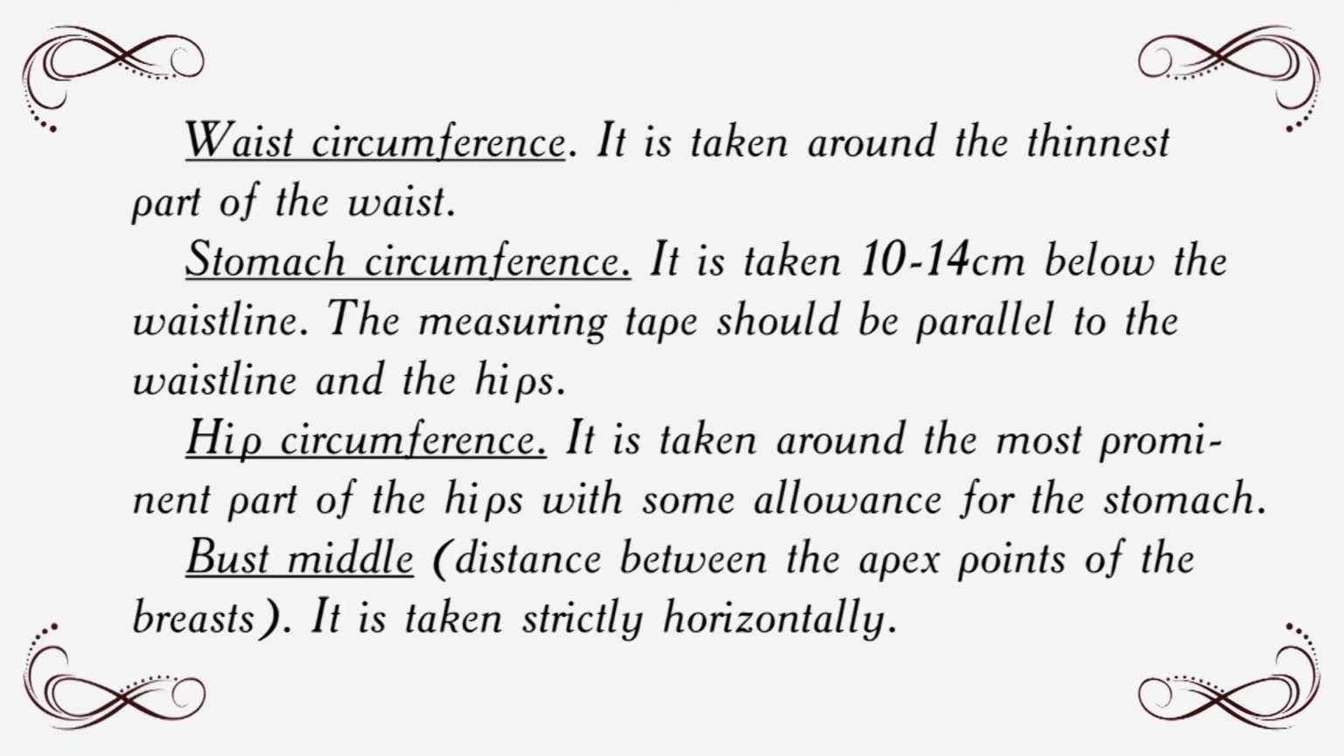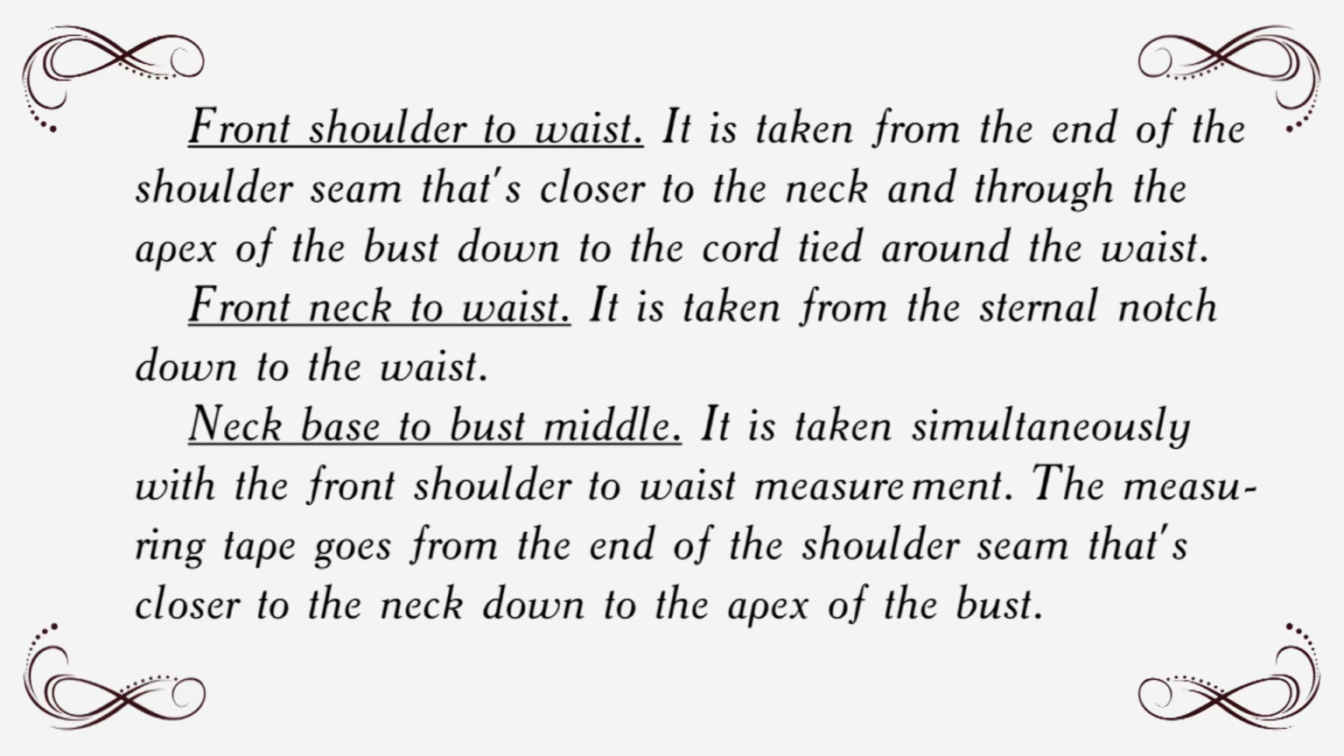Hip circumference. It is taken around the most prominent part of the hips with some allowance for the stomach. Bust middle. Distance between the apex points of the breasts. It is taken strictly horizontally. Front shoulder to waist. It is taken from the end of the shoulder seam that's close to the neck and through the apex of the bust down to the cord tied around the waist.